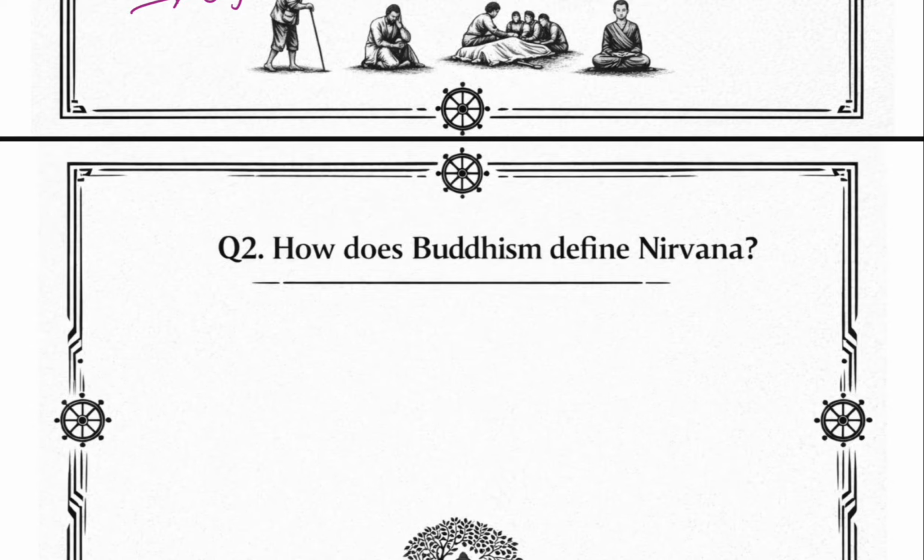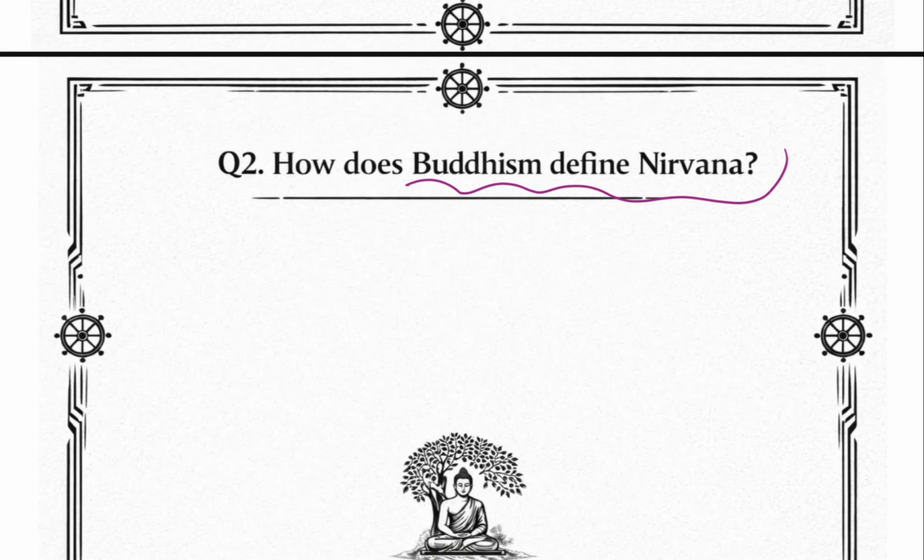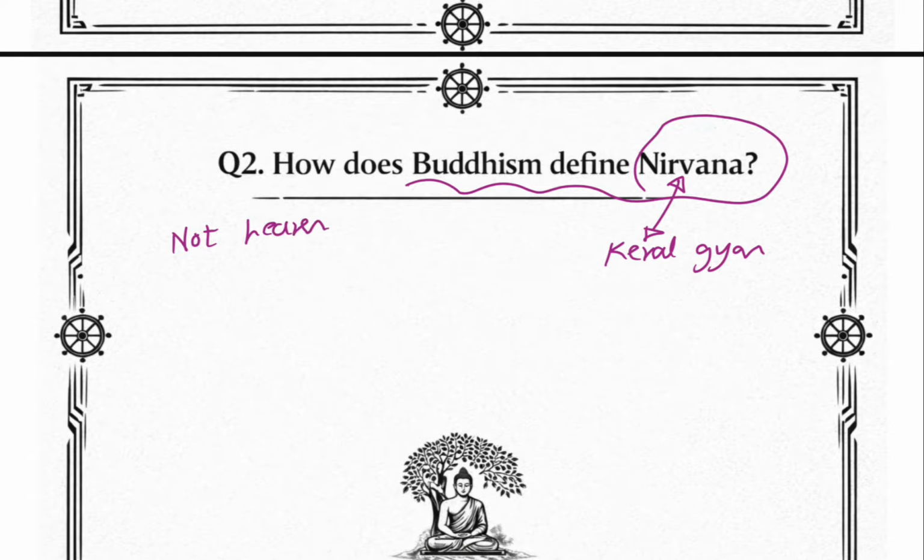The second fundamental question we must answer is how Buddhism defines Nirvana, and what is the distinction between Nirvana and Jainism's Keval Gyan. Nirvana is one of the most misunderstood concepts in Buddhism and in general. First, let me tell you what it is not. It is not heaven. It is not annihilation of self. It is not some mystical eternal state.